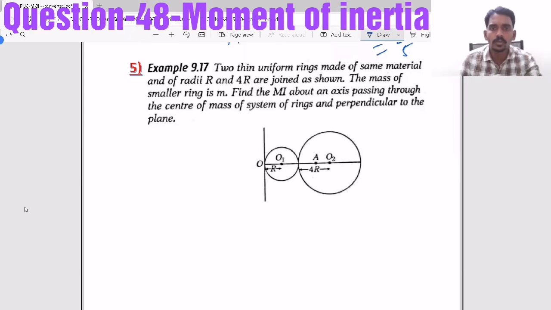Now one last and final question. Two thin uniform rings made of the same material and of radii r and 4r are joined as shown. The mass of the smaller ring is m. Find the moment of inertia about an axis passing through the center of mass of the system of rings and perpendicular to the plane. Now see here, the mass of the smaller one is m. Then the mass of the bigger one will become 4m.